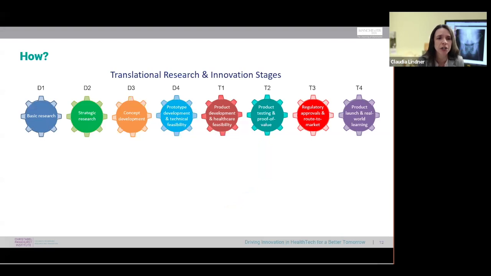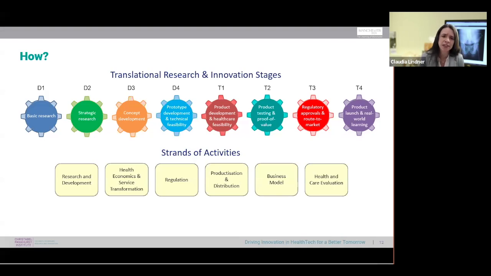The underlying structure includes a time dimension, if you wish, which starts at the very basic research and takes you through all the stages to having a real-world product that is used in practice. But in addition to that time dimension, we also identified that there are six strands of activities that really need to happen to make progression along that pathway successful. Those strands are research and development, health economics and service transformation, regulation, productization and distribution, business model, and health and care evaluation.